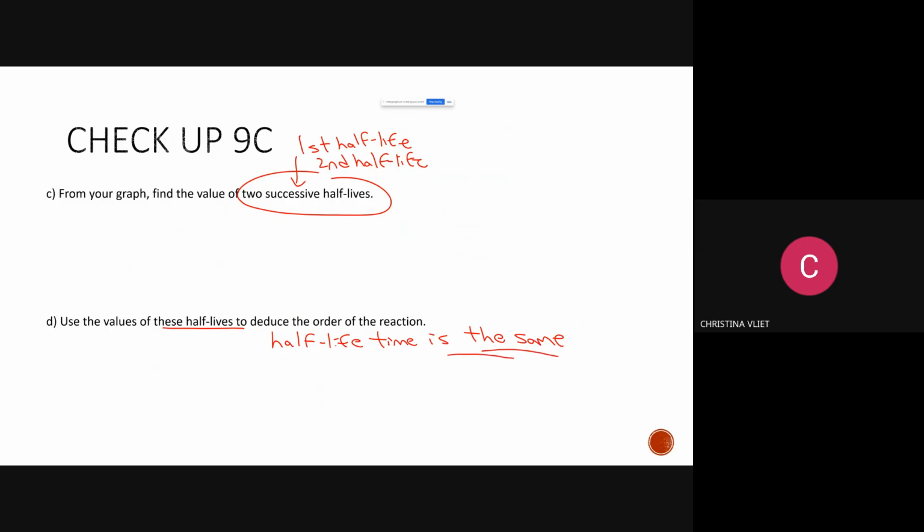So each successive half-life is the same amount of time, which means that the order of reaction would be what? So order equals 1. Because when you have a first order reaction, the amount of time for each successive half-life will be the same as the time of the last successive half-life.